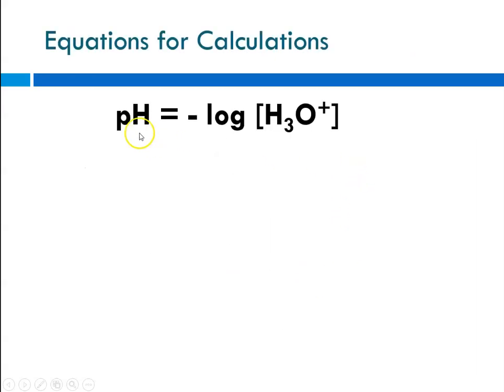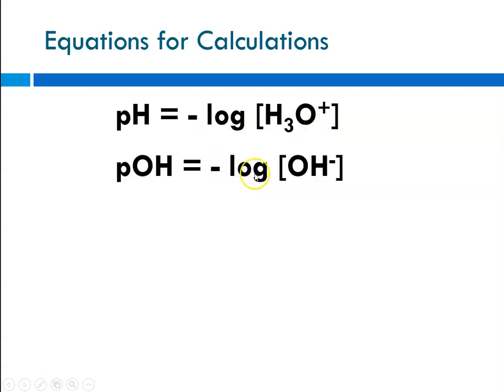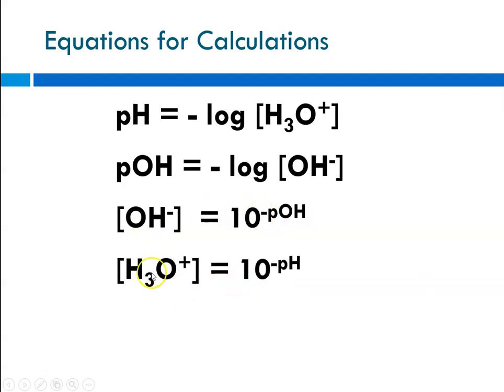So summarizing, pH is minus the log of the hydronium ion concentration, pOH is minus the log of the hydroxide ion concentration, the hydroxide ion concentration is 10 to the minus pOH, the hydronium ion concentration is 10 to the minus pH, and pH plus pOH have to equal 14. That's a lot of equations. I have tutorials that will walk us through further calculations.